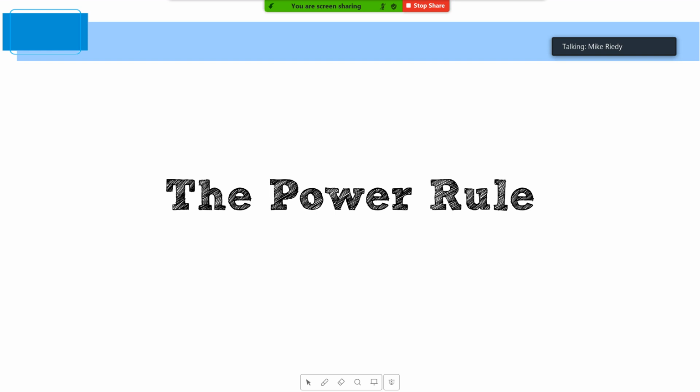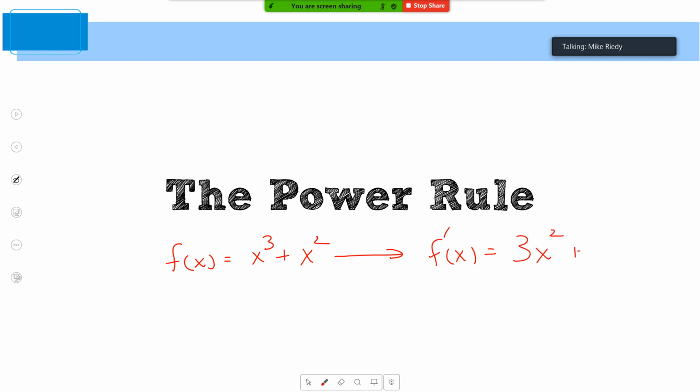Okay, so before I give you the power rule, let's review. In problem number 20 we just did, we took the derivative of f of x being x cubed plus x squared, and we ended up with f prime being 3x squared plus 2x. And I know that some of you probably already know the power rule. If you know the power rule already, give me a thumbs up emoji.